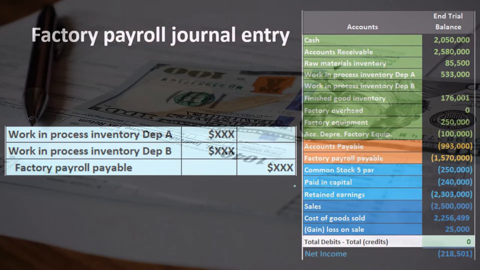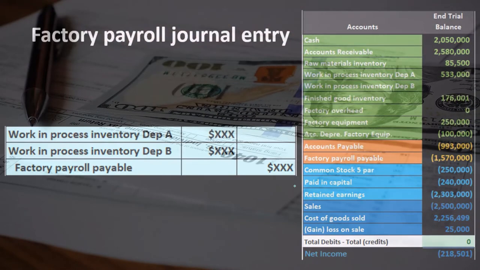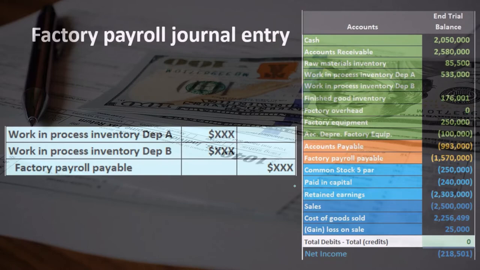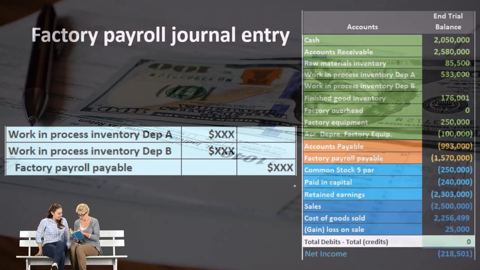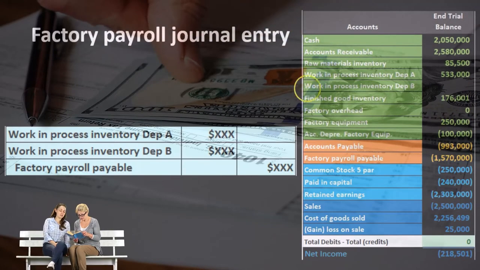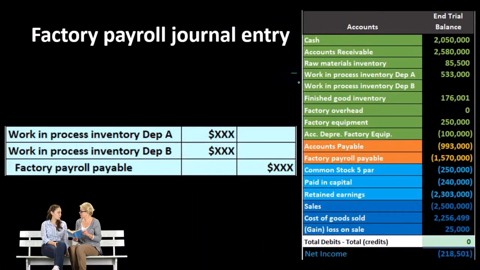We're just making a simplified journal entry so that we could see the process, or how it would look in terms of the capitalization of these items within the work in process. So work in process here would be going up, and then the payable would be going up because we haven't yet paid the employees.